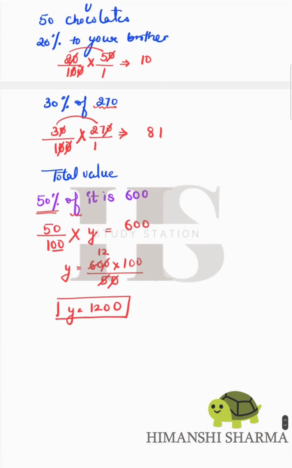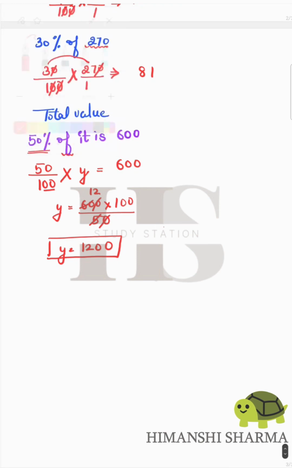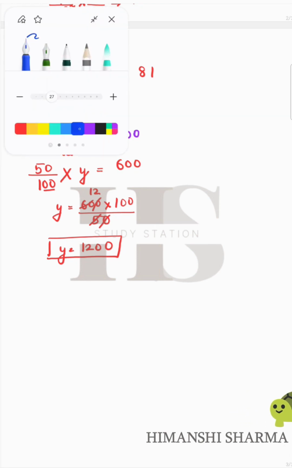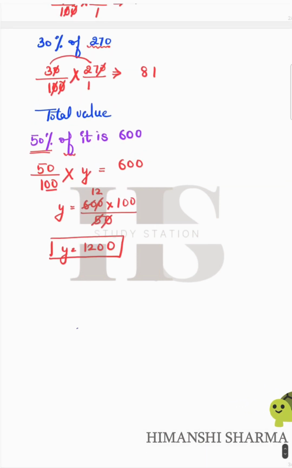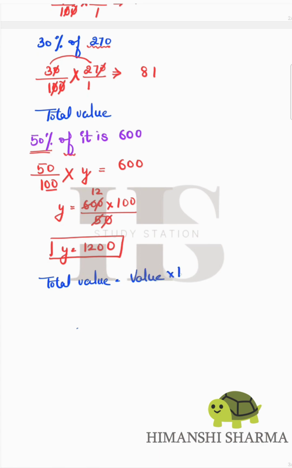So that was easy. Or you can maybe use a direct formula. The formula for finding the total value of anything is: whatever value is given to you gets multiplied by 100 divided by the percentage given. So when we divide by the percentage given, we will always be able to find the total value of the number.